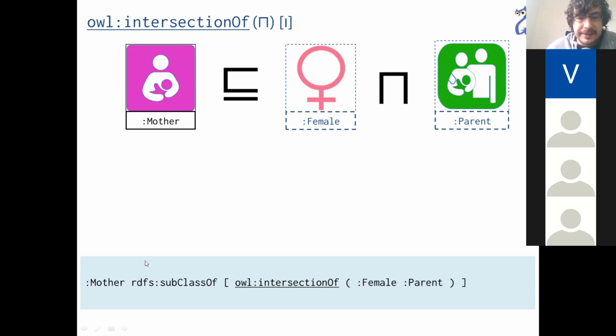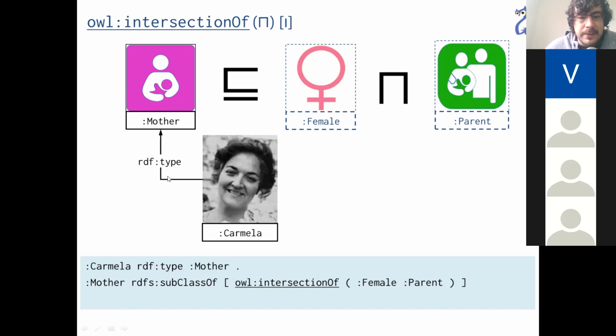Okay, so what this effectively tells us, here we see the definition, mother subclass of, and this anonymous class, which is sort of like a blank node to represent this new definition. And this new class is the intersection of female and parent. This is how we would write it in Turtle syntax. So what this means is if we have Carmela of type mother, anyone want to guess what we can entail?